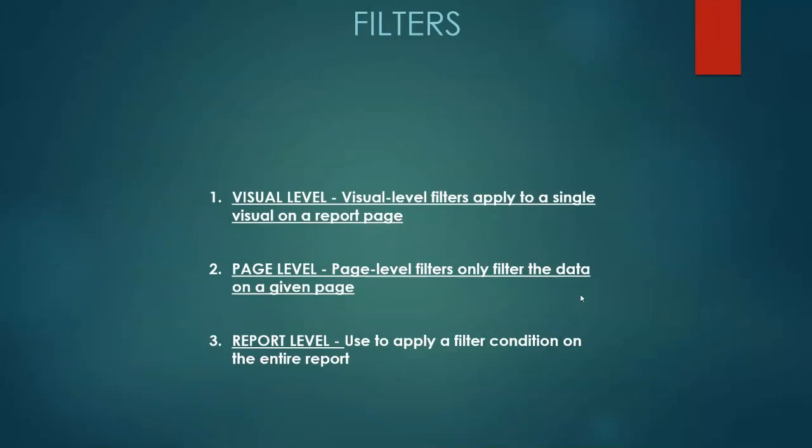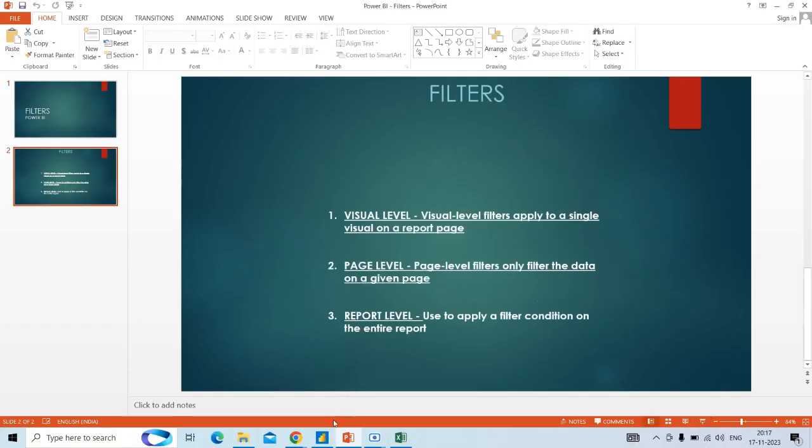The report level filter is used to apply a filter condition on the entire report. How entire report? Let's say in a report there are multiple pages, say four pages. If you apply the report level filter, it will apply to the charts of all the pages. So that is called a report level filter. Now let me show it in Power BI desktop.